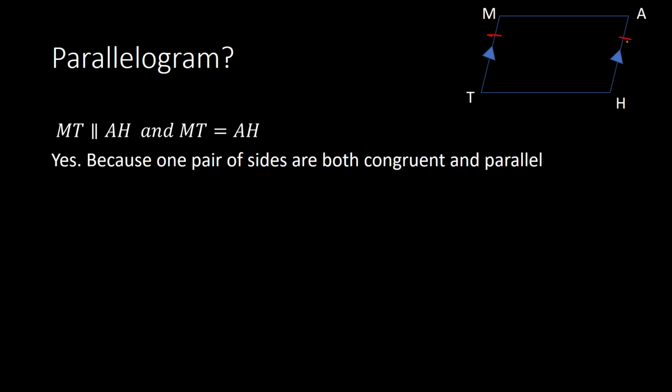And lastly, we have MT is parallel to AH, and MT is equal to AH as well. And the question is, do we have a parallelogram or not? And this would be that last way to prove that we have a parallelogram. And yes, we would, because one pair of sides are both congruent and parallel.